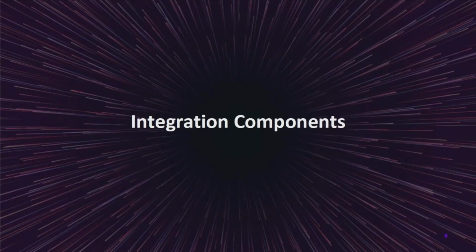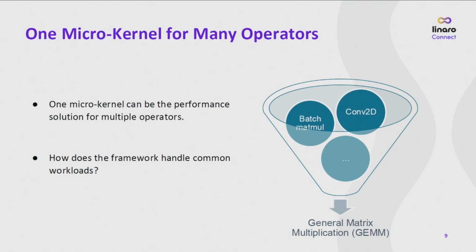Now, integration components. Now you know what KleidiAI is, now we'll see what it means to integrate. When we say I want to integrate KleidiAI, what are the components involved in that? The first thing is, you have to look at it at a slightly higher level than a single operator. One microkernel, in the sense of one C file along with a couple of header files that it comes with, can be the performance solution for multiple operators. So the question is, how does the framework handle this?